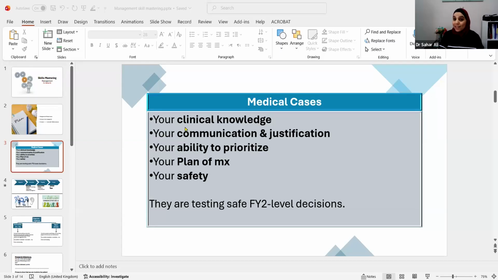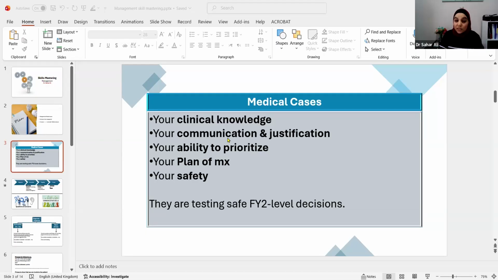In addition to your clinical knowledge, your communication and justification. Many of you know the medical treatment by heart, what the medications are, what should be done for that patient in terms of the medical part, but they don't know how to communicate their knowledge. So they test your communication, how you're going to communicate the knowledge in your mind to this patient.